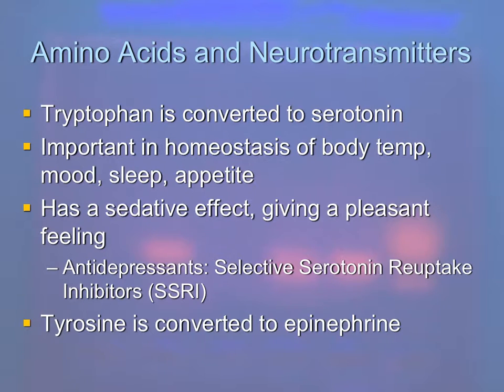There are amino acids and neurotransmitters. Tryptophan is used to make serotonin. There are the dopaminergic ones, which come from tyrosine. So we can go on. Sorry, epinephrine. What's another term for epinephrine?